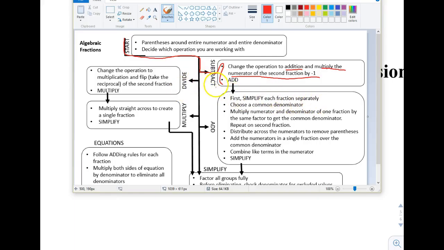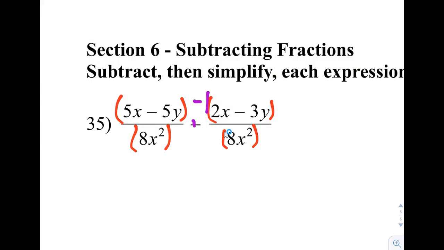Next, it says that we need to choose a common denominator. Well, we already have one, it's 8x squared. So let's continue on. Multiply a numerator and denominator of one fraction by the same factor to get the common denominator. Well, we already have a common denominator. Let's move on. Distribute across the numerators to remove parentheses. So now we want to get rid of our parentheses up on top.